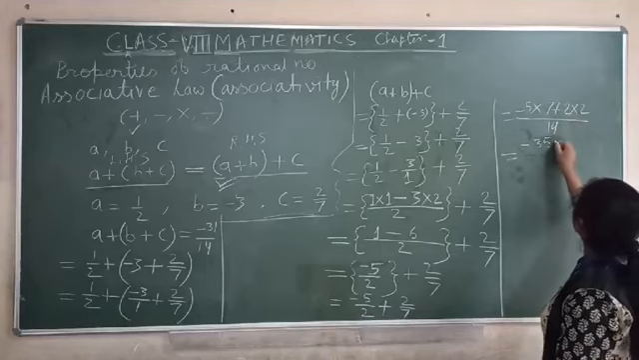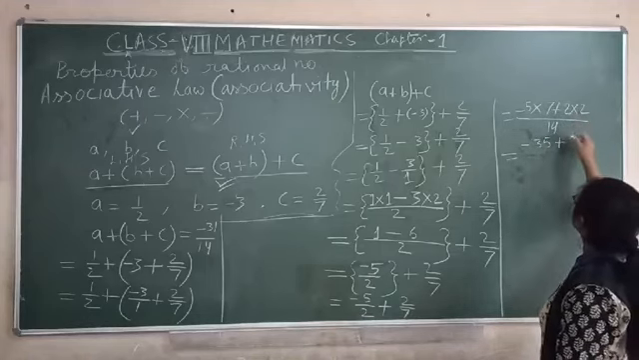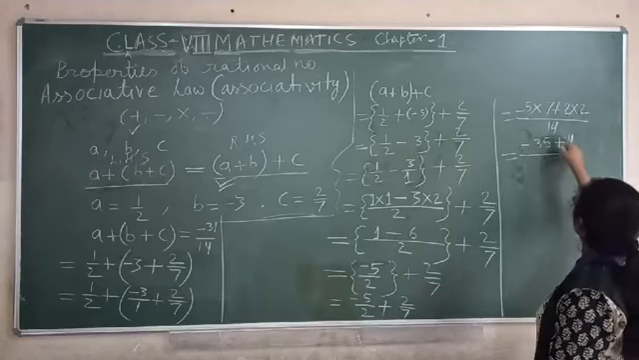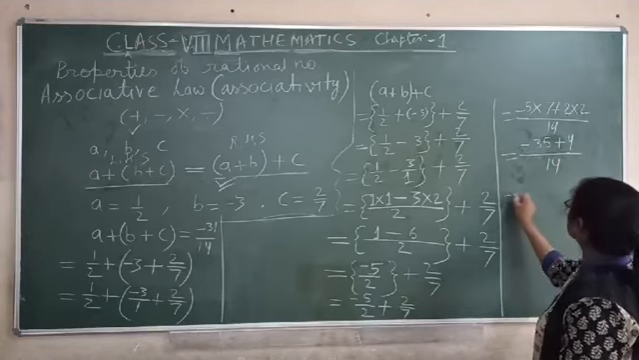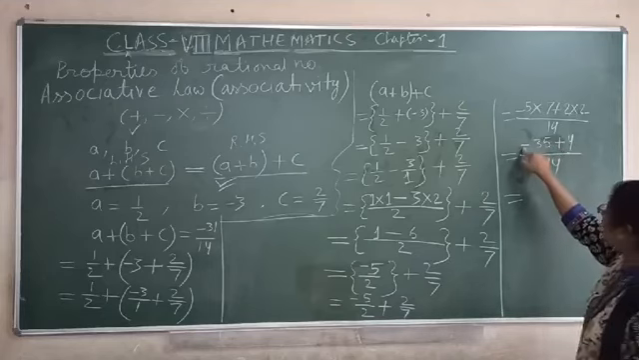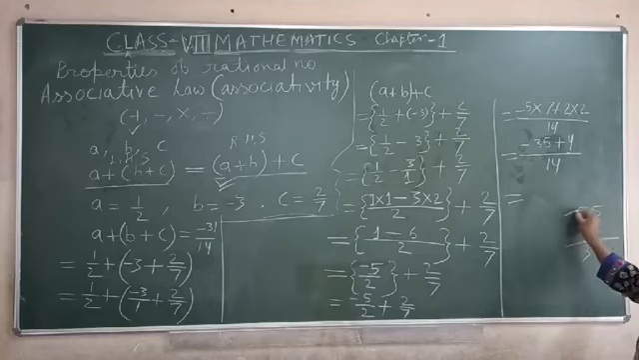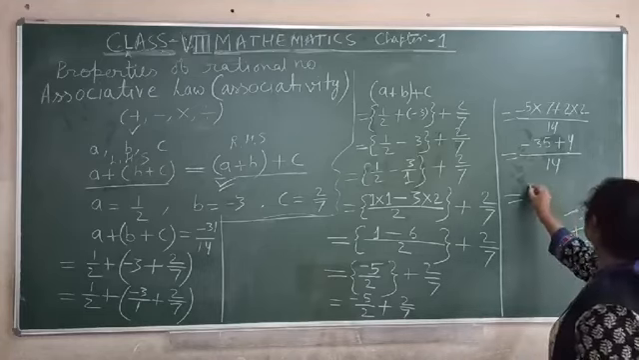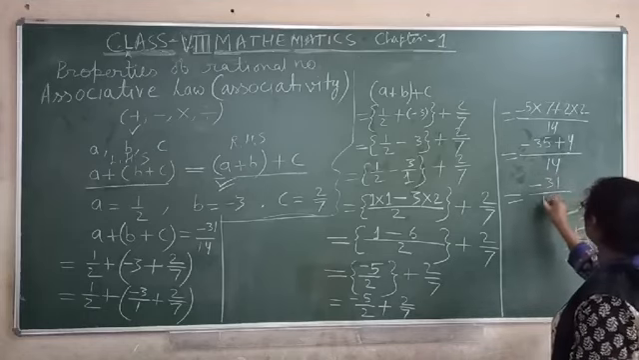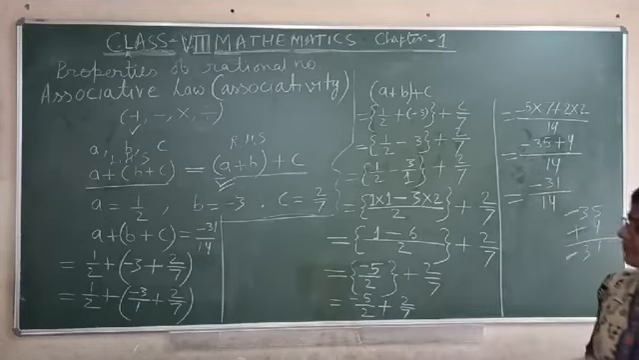And here both are plus. So plus into plus, plus. 2 times 2, 4 upon 14. One is positive, one is negative. So we will do subtraction. 35 minus 4 you will do. And here sign of greater number, here minus, here plus, so we will apply minus here. Answer will be minus 31 upon 14.